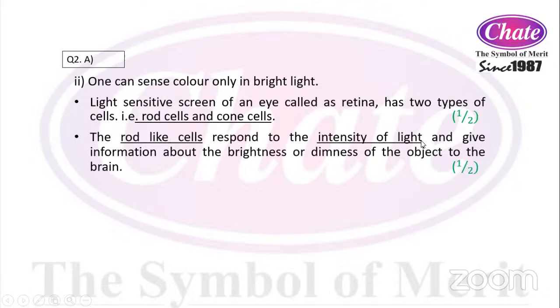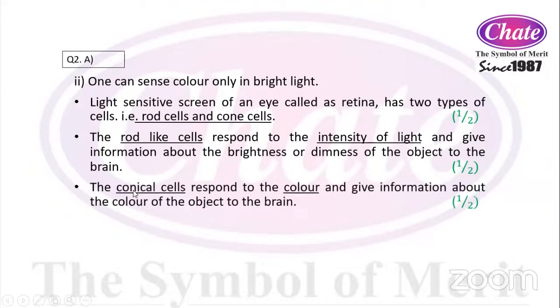Yes, so whether the light is more or less, and which colors are coming, the response to all of this is given by the light-sensitive cells. Particularly, rod cells respond to the intensity of light. That means rod cells are for brightness and dimness, and conical cells respond to the color and give information about the color to the brain. Okay, so this is what we saw that rod cells and cone cells do.